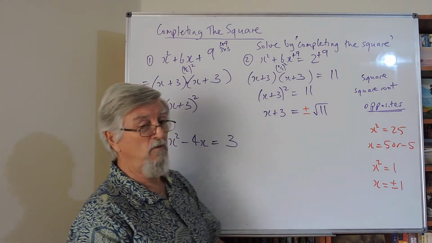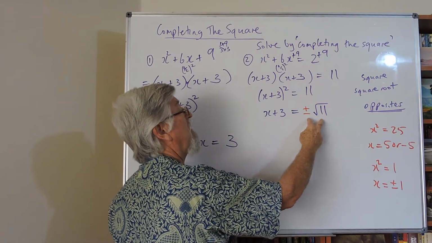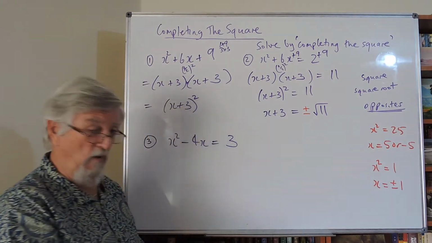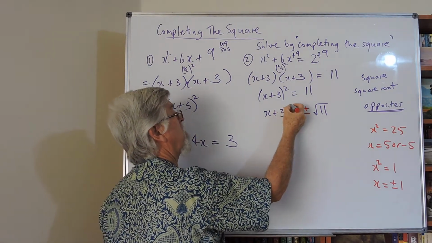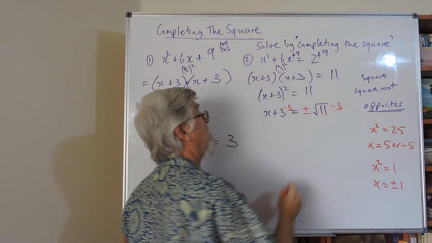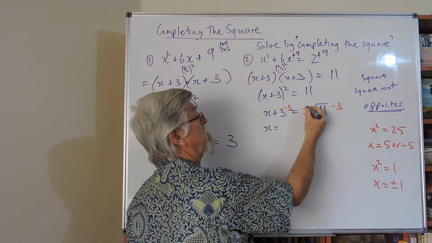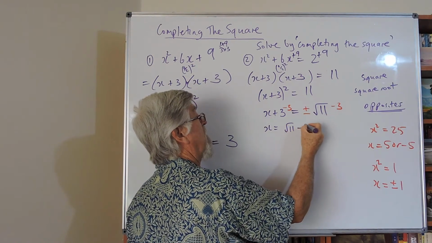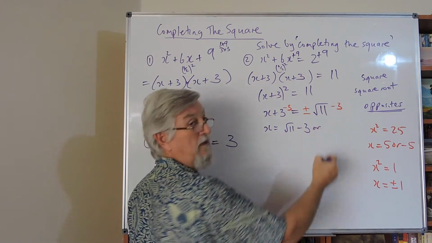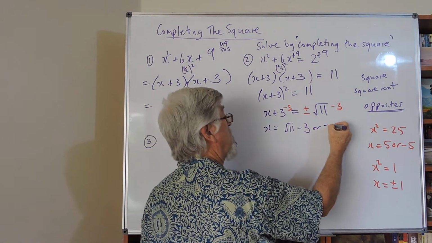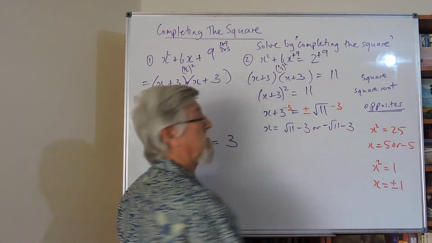So there's my two possible answers, but then I've got this 3 to get out the way. If I get rid of 3 from this side, I get rid of 3 from that side, and here's my two answers to the question. My first answer is plus root 11 subtract 3, and my second answer is minus root 11 subtract 3.